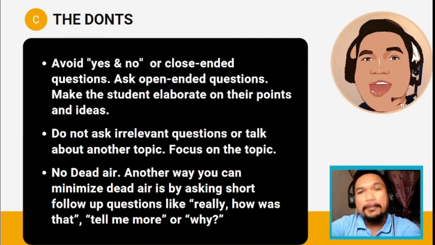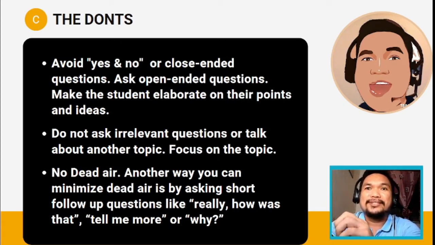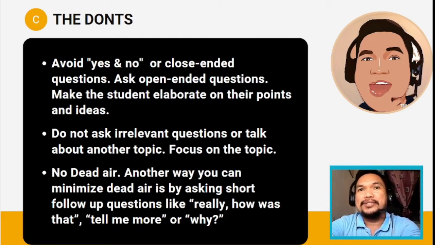This is actually one of the things that can trip you up in your demo. You will be in danger if you keep asking close-ended questions, because a student will just say yes or no. So as much as possible, you need to make the student elaborate on their points and ideas. You need to ask open-ended questions.